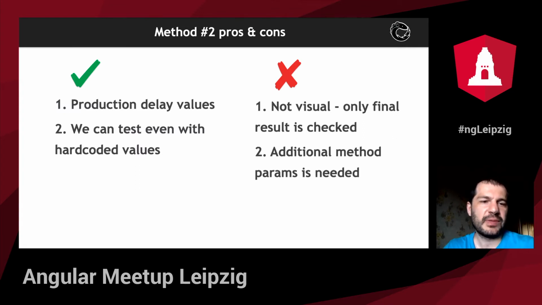Let's sum up. Virtual time scheduler method has such pros. We can provide real production delay values, and we can test even hard-coded values, since time spans will pass instantly. But this method has such imperfections. It allows to test only final result, and additional method param is needed, so we violate code test segregation.